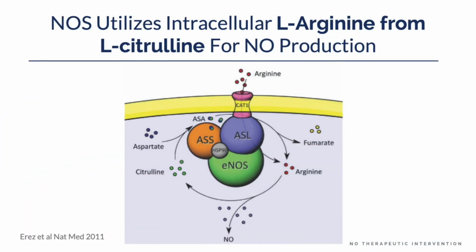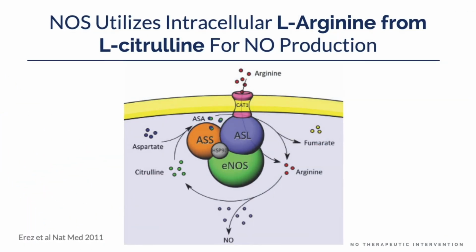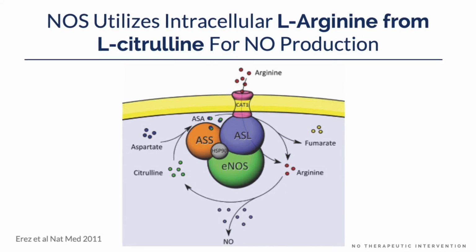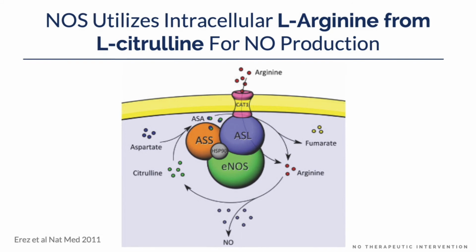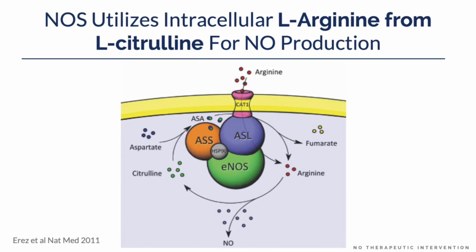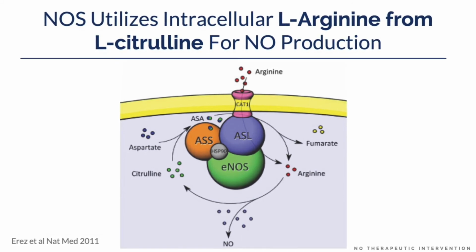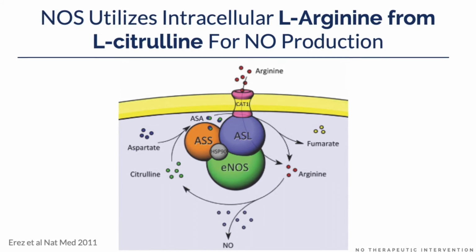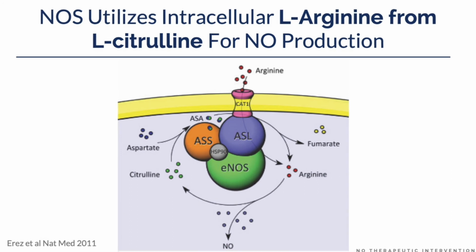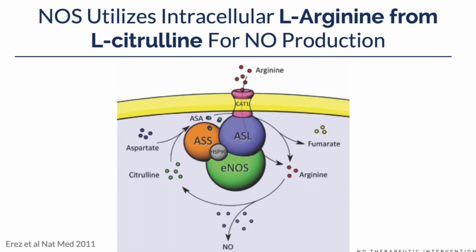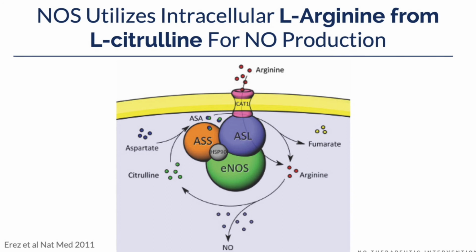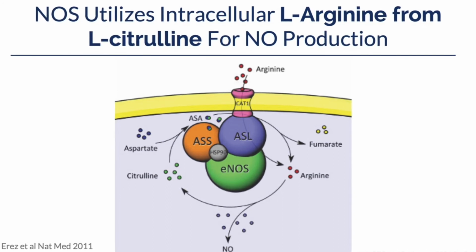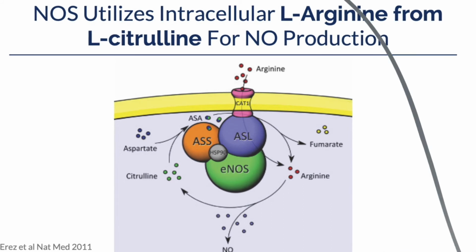This is a paper published in Nature Medicine in 2011 showing the partial urea cycle enzymes. This tells us that the NOS enzyme uses intracellular arginine that comes from citrulline. So it doesn't use extracellular L-arginine, but it uses arginine that comes from citrulline, that then goes to make nitric oxide to get citrulline as a byproduct. And through the partial urea cycle, citrulline makes arginine, and the arginine shuttles through nitric oxide. So you have this really nice intramolecular shuttling to make nitric oxide.